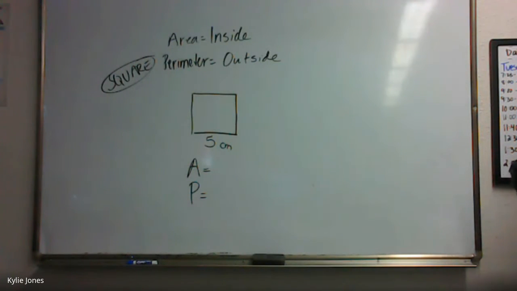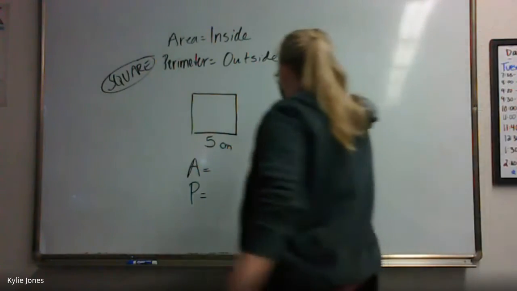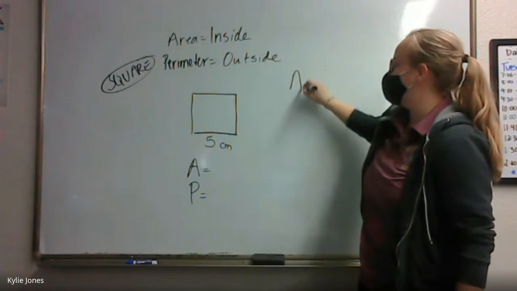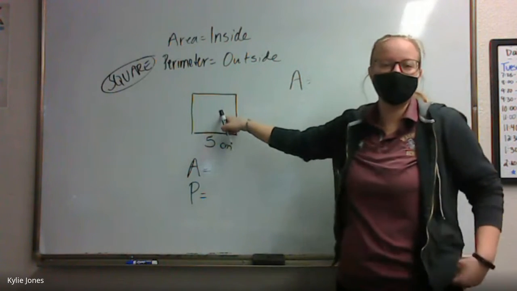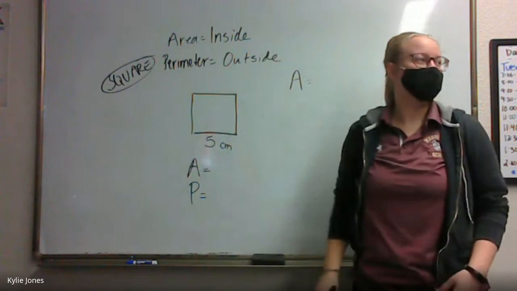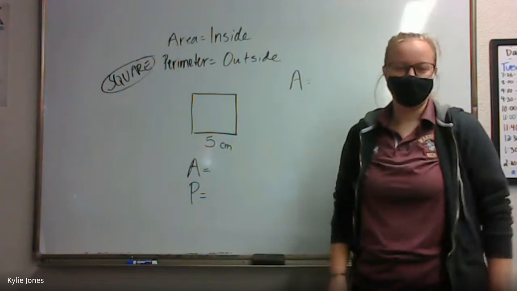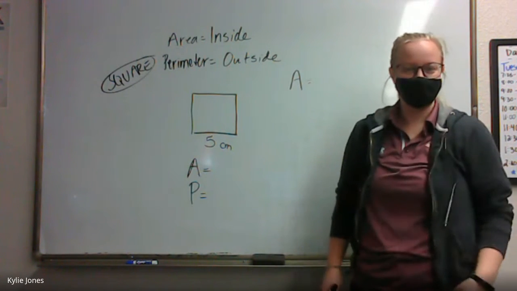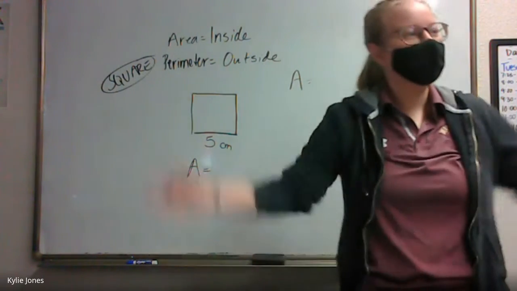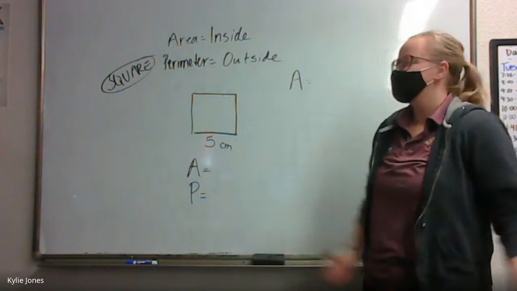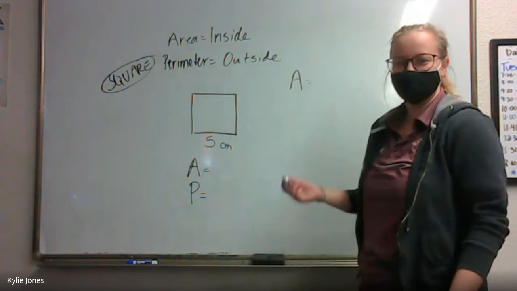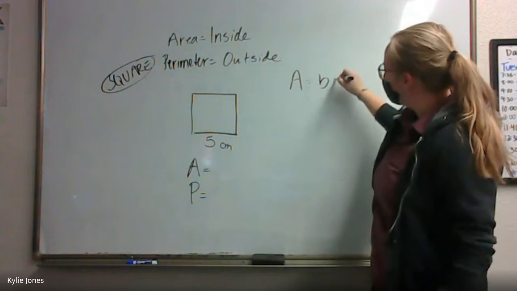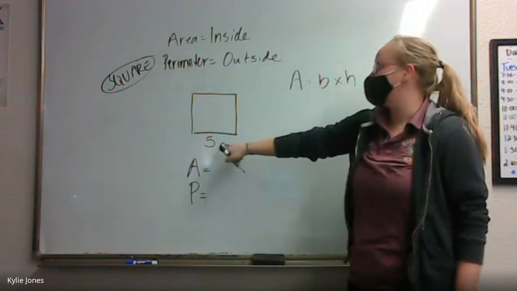Okay. On that note, let's go ahead and find the area and the perimeter of this square. Now, how about someone online? What is the formula for finding the area of a square? No, I need the formula. I don't want the number. Base times height. Okay, but this only has one number. So what do I do?